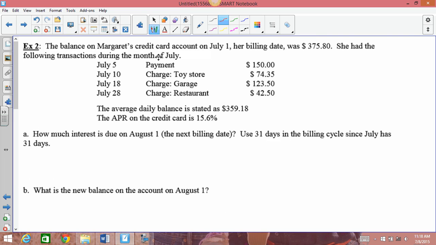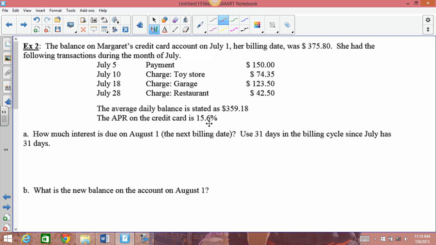It says the balance of Margaret's credit card on July 1st, which is her billing date, is $375.80. So that's her previous balance. She made the following transactions in May. She made a payment on the 5th, so that would be a credit to her account, and then she made these charges. They're telling us what her average daily balance was on the card, $359.18. So that will be what she'll pay interest on. And the APR on this credit card is 15.6%.